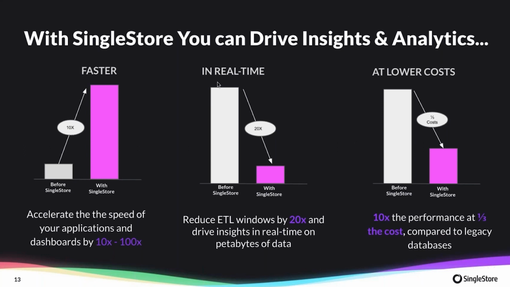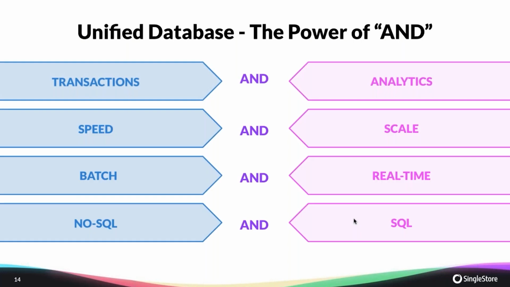And of course, the third example is just the cost factor of possibly augmenting, complementing, and replacing workloads that might be using legacy appliance, mainframe, etc. So those are some examples of fast, in real time, and at a lower cost. These are why our customers are using SingleStore. So really, it's about transactions and analytics in the same system. It's about speed and scale. It's about batch and real time. And it's about combining a NoSQL capability with a standard SQL capability in the same engine.